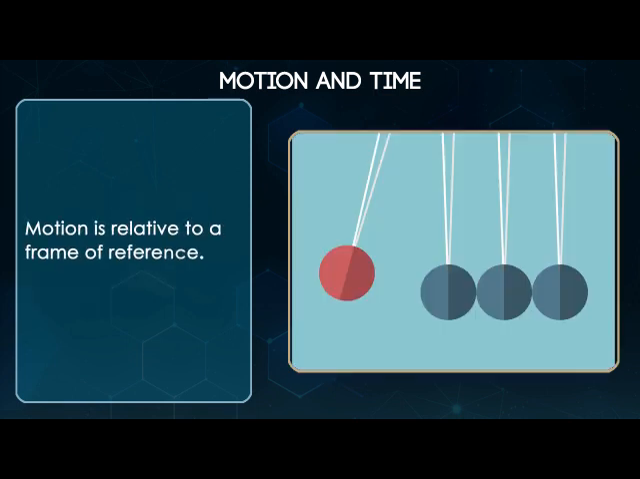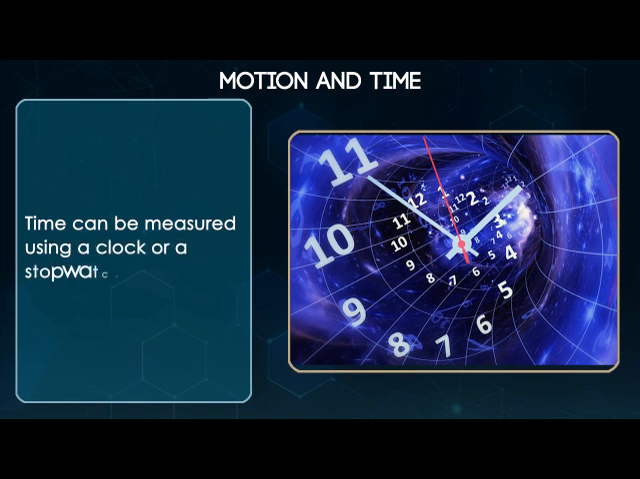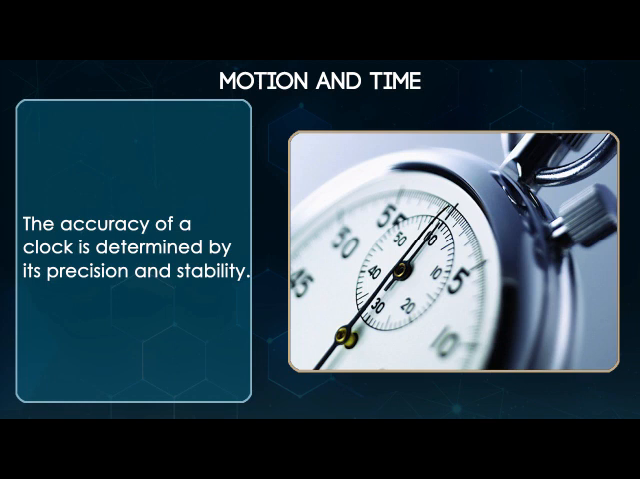Motion is relative to a frame of reference. Time is a measure of the duration of an event. Time can be measured using a clock or a stopwatch. The accuracy of a clock is determined by its precision and stability.